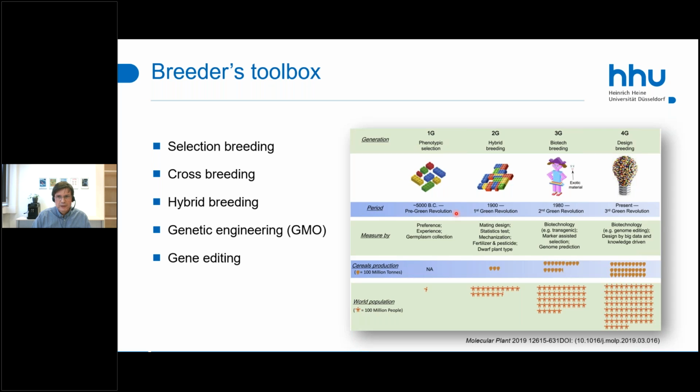So how the breeders can cope and in order to achieve. So here on this slide, you can see the development of the breeder's toolbox, starting with the ancient breeders, they started just with the selection breeding. And later on, they started crossing, which of course allowed to feed just a smaller population of people. So then later in the 1900s, hybrid breeding started, which is called also the first green revolution, which was also due to the demand of a growing world population.